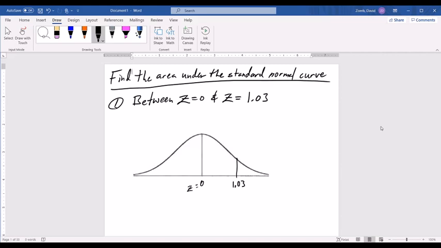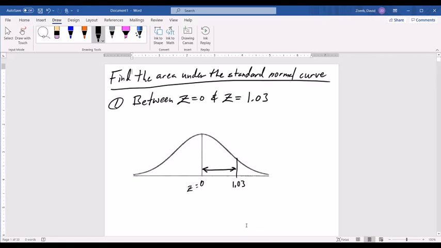Now what it asks for is the area between these, which is this part right here. And you see me drawing a double arrow? I want you to do the exact same thing. Draw a double arrow from 0 all the way to 1.03 inside the picture. Now to find that area, that's where the z-score table comes in.